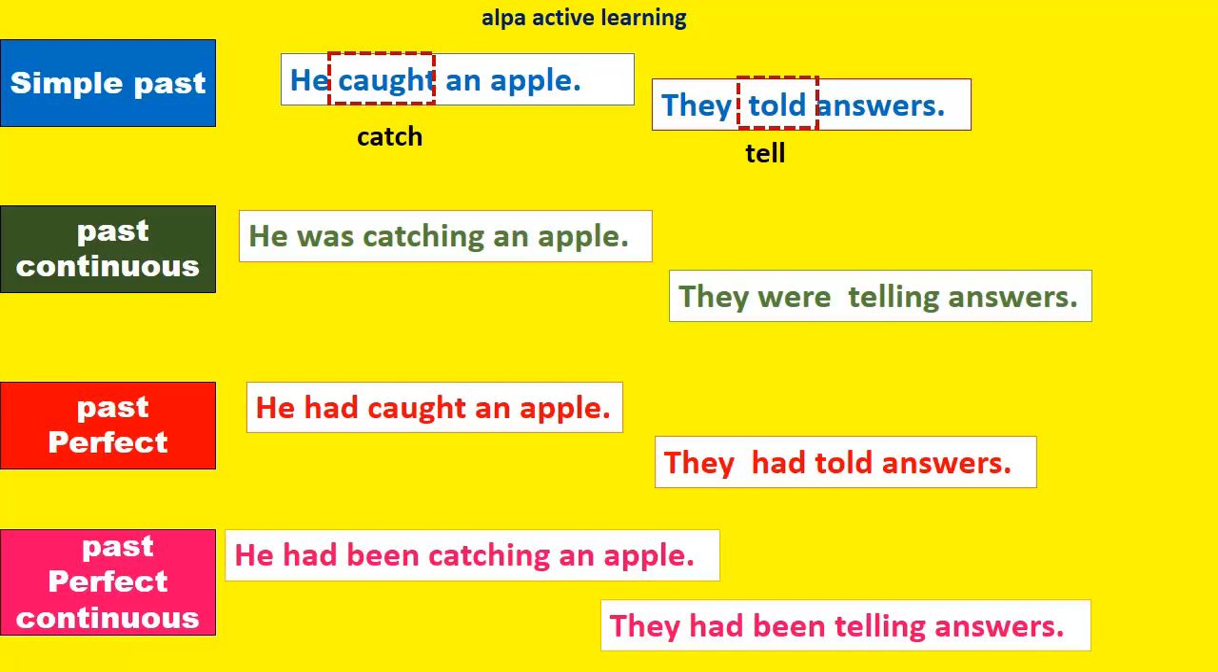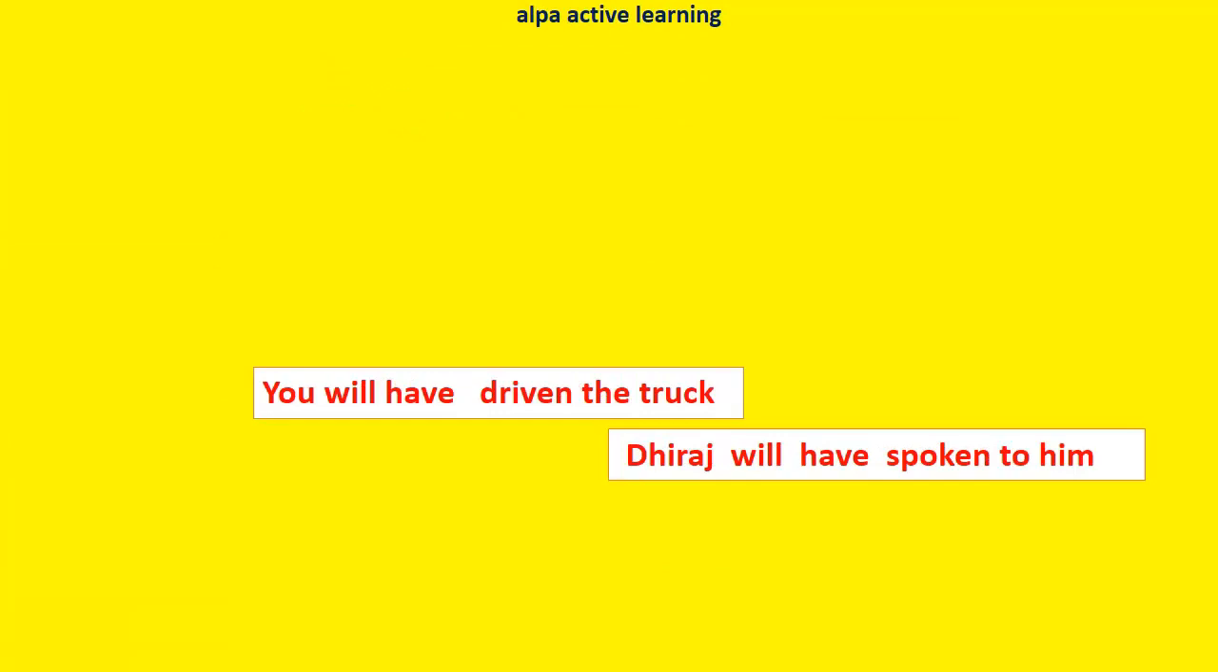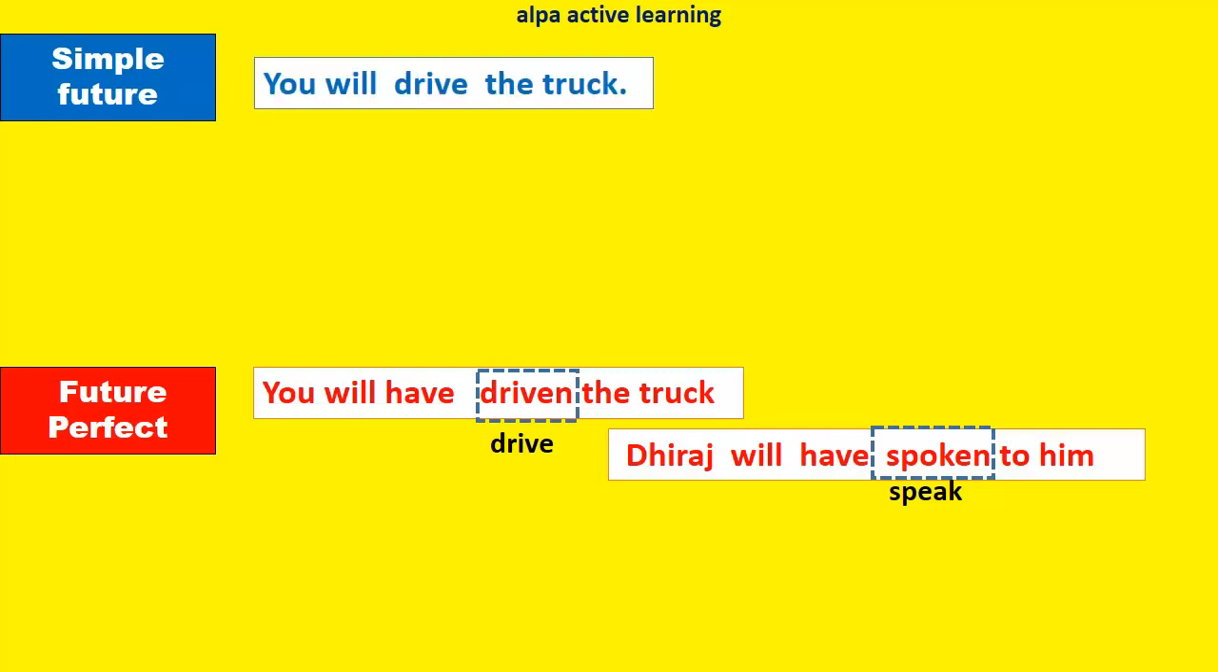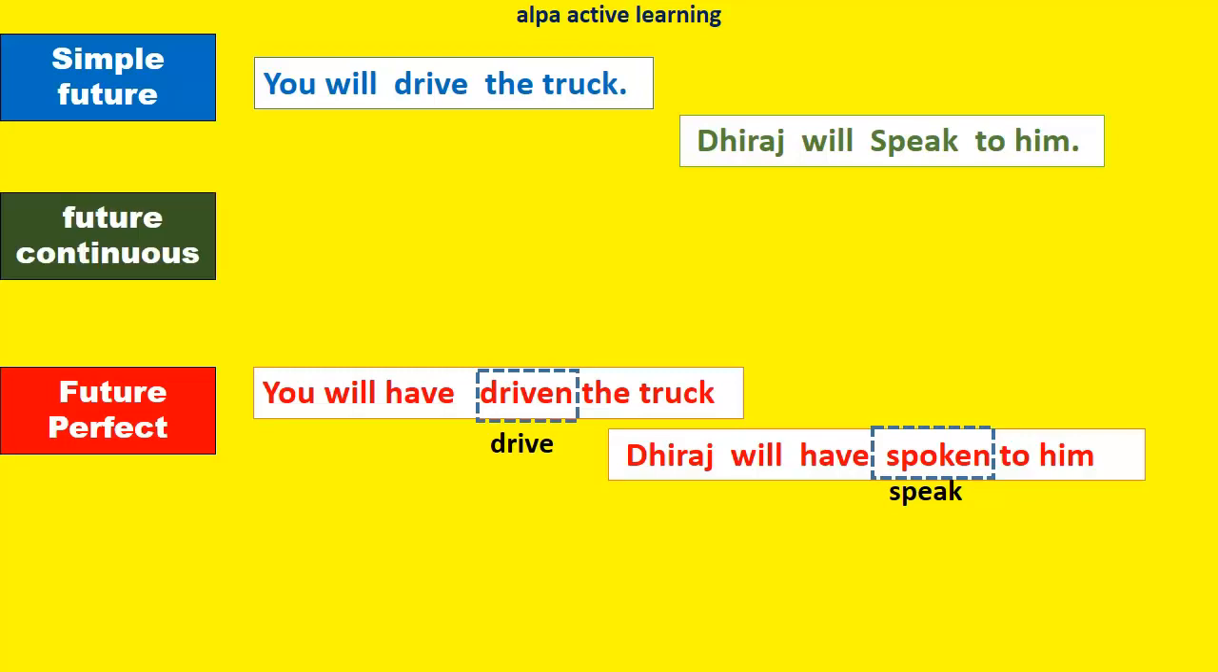Okay. Now the next one. You will have driven the truck. Dheeraj will have spoken to him. Yes, it's a future perfect tense. Let's first find out the base form of this: drive, and the base of spoken will be speak. Okay, so for simple future, will or shall and the base form. So we write you will drive the truck. And here Dheeraj will speak to him. See, will and the verb.